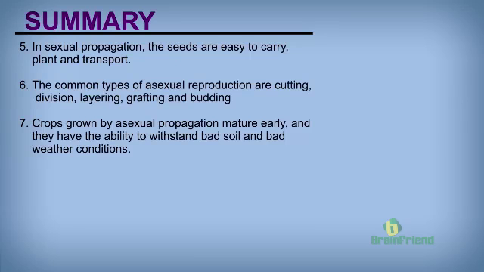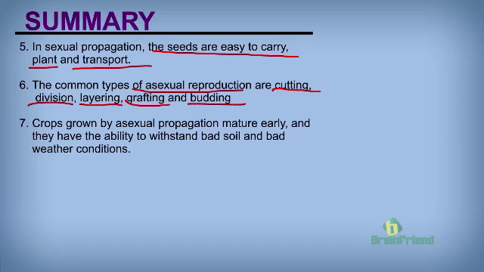In sexual propagation, we mentioned that the seeds are easy to carry, plant, and transport from one place to the other. The common types of asexual propagation are cutting, division, layering, grafting, and budding. We also mentioned that crops that are grown asexually mature early and they have the ability to withstand bad soil and bad weather conditions.